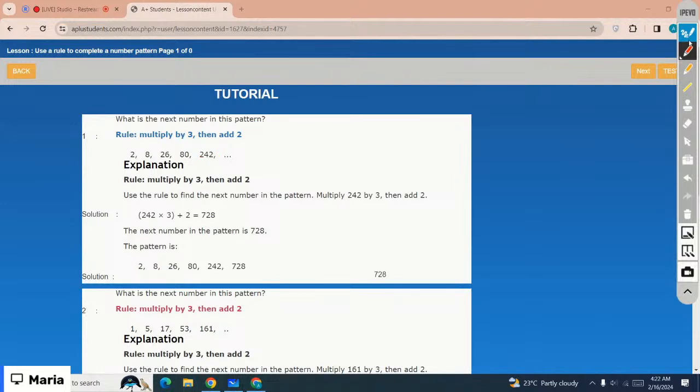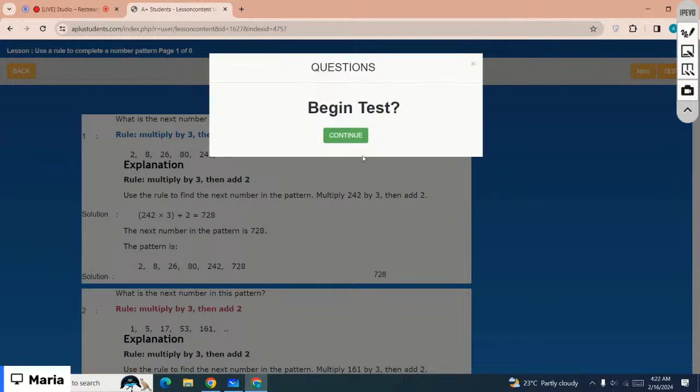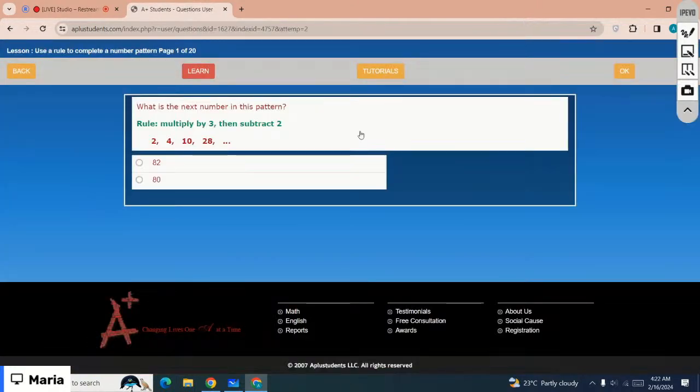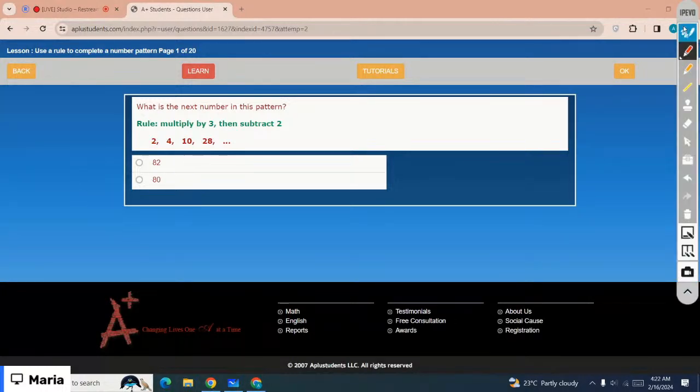Let's just start with the test questions. Okay, what is the next number in the pattern, right? You are given the rule, that is multiply by 3 and then subtract 2. You have to follow this rule, right? So multiply this number by 3. 28 times 3 is, then you need to subtract 2.